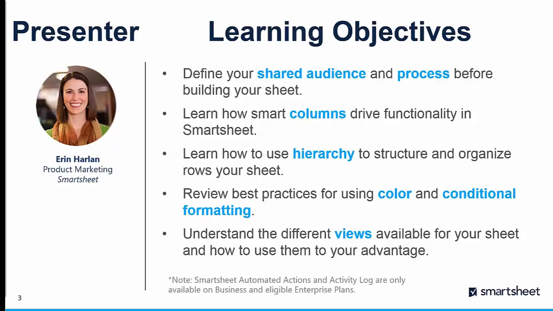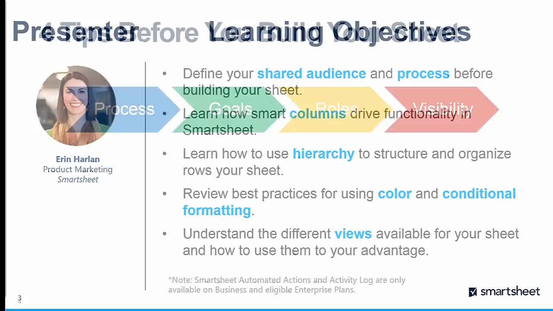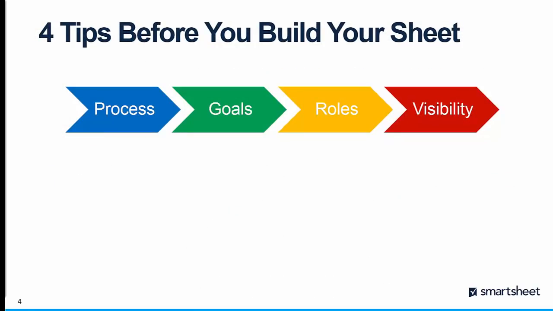We're also going to talk about how columns drive functionality in Smartsheet, which is really, really important. We're also going to talk about how hierarchy can be used to structure and organize rows. We're going to also review some best practices for using color and conditional formatting. And we're going to understand the different views available on your sheet and understand how to use them to take advantage of those functionalities.